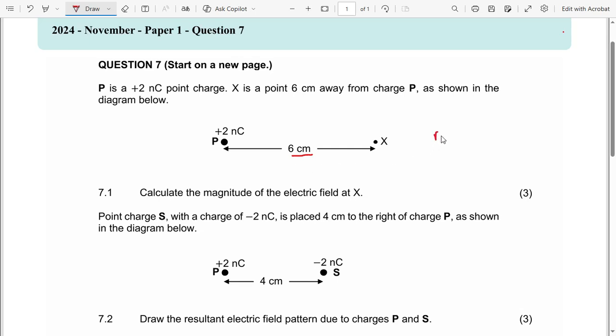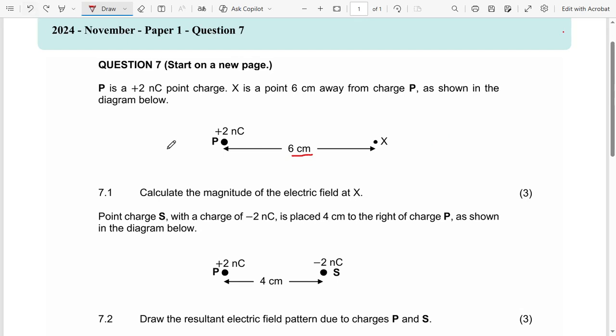So my r will be equal to 0.06, because we take the 6 and divide it by 100. We are moving from centimeters to meters. You know why I'm doing this? I don't want to make mistakes, because if you forget to do the conversion, you're going to be in a very big problem and you're going to lose marks. So the moment I see centimeters, I convert.